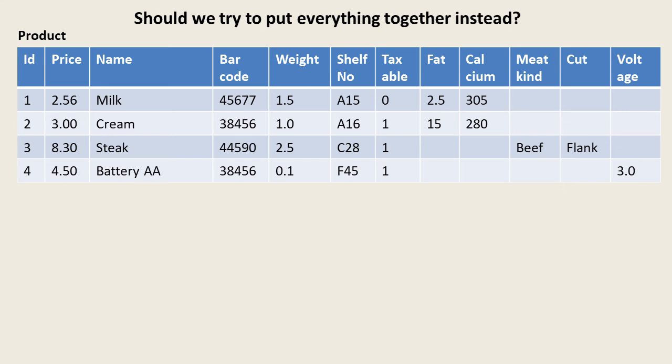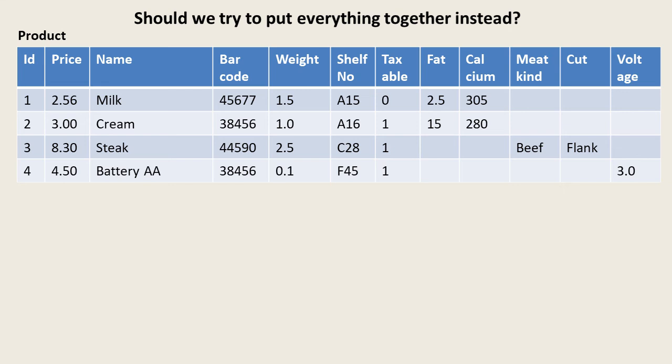So if the previous design was not really good, then let's think what else we could do. Our next attempt would be to create just one big table which stores everything. And this table is currently shown on the screen. It's a very wide table.